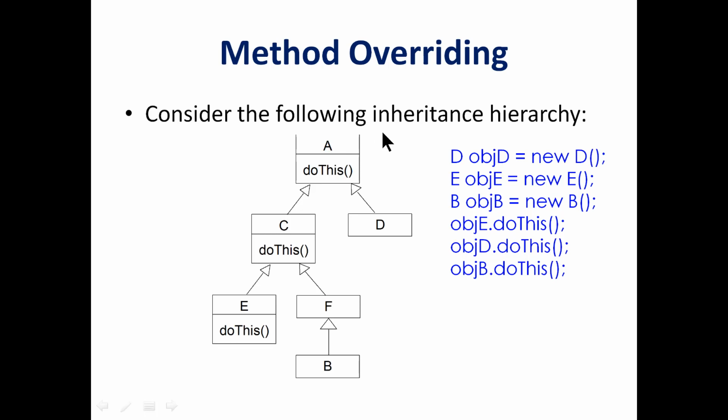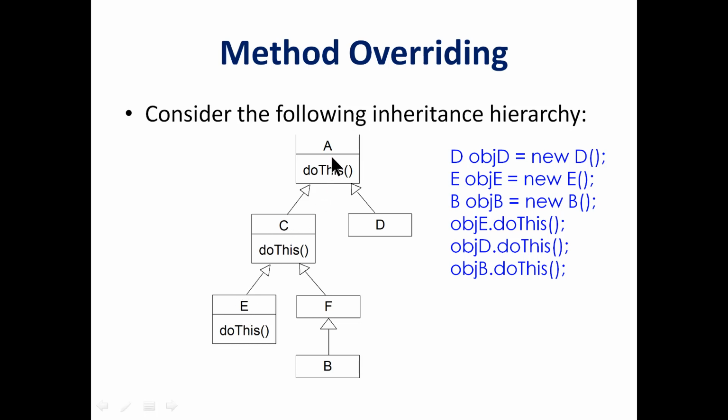So method overriding, if you consider the following inheritance hierarchy, what you see is class A, that is a parent. You have a doThis method. You have class C from class A. C is a child of A. D is a child of A. C also has a doThis method. And then you have class E, a child of C, which also has a doThis method.